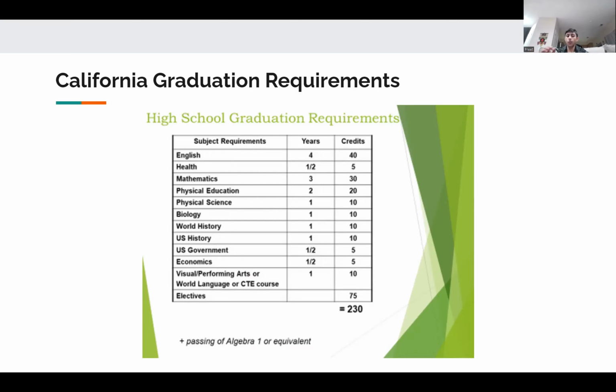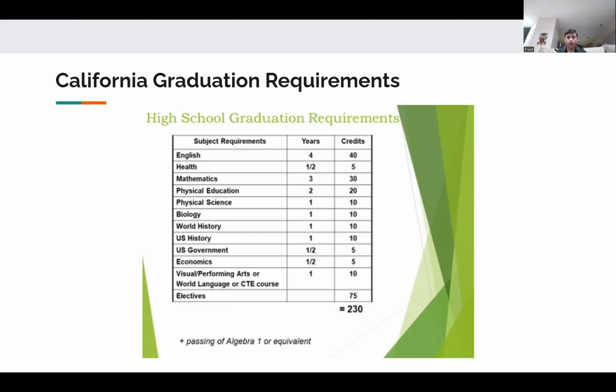UC specifically wants you to take algebra 2 or higher and at least 3 years of math. Same thing for PE. You need 2 years of PE, 1 to 2 years of sciences, 1 year of biology sciences, so another science. You need to take either world or European history, US history, or government history. So you need to take 3 years of history.